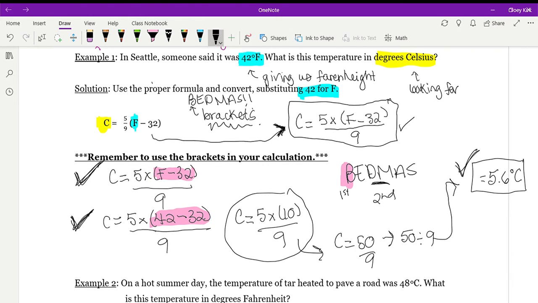You can go to 1 decimal place. You don't need to go to anything more. Any more than 1 decimal place is unnecessary. So 1 decimal place is good.